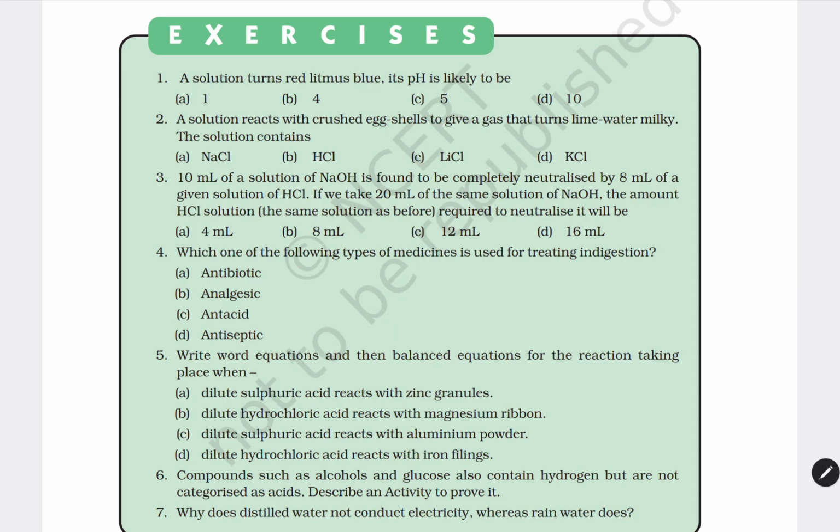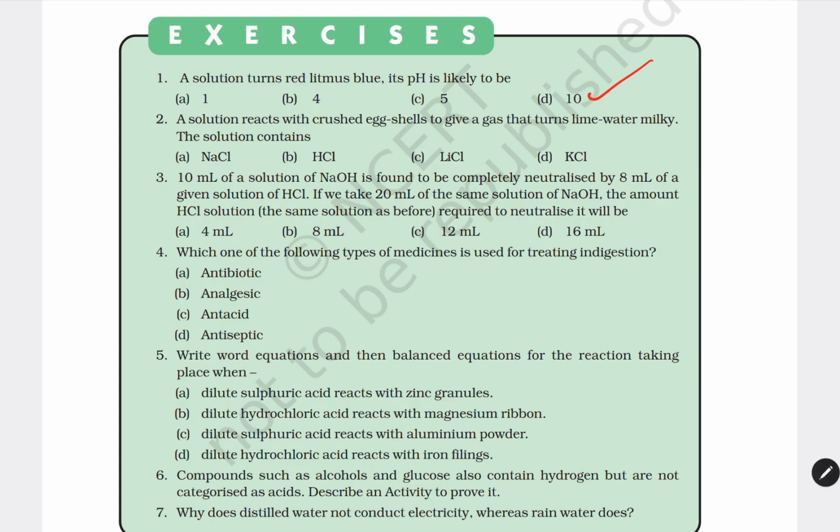Now we discuss this questionnaire. The solution turns red litmus blue. Its pH is likely to be 1, 4, 5 or 10. If red litmus is turning blue, then it is a base. So the pH value will be 10. If pH is greater than 7, it is a base, and 10 represents a strong base.